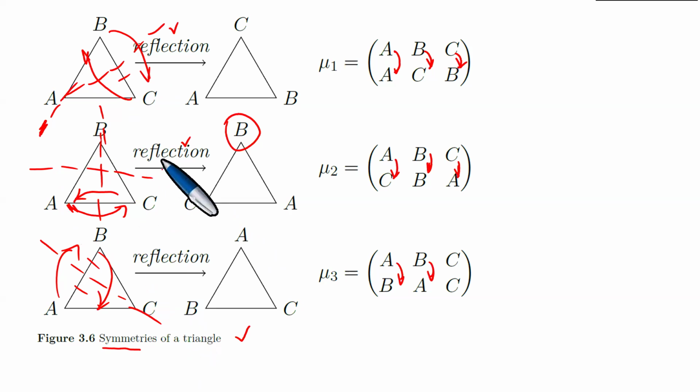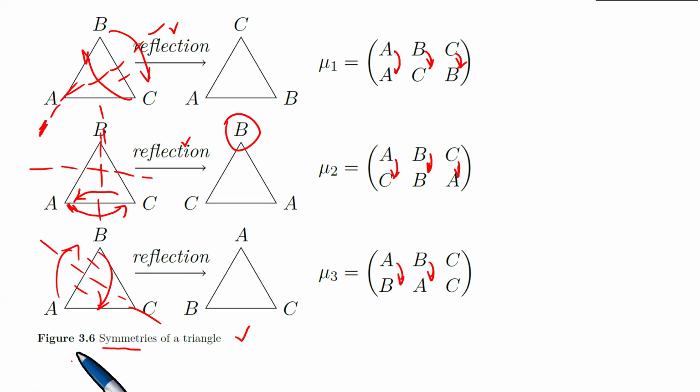So it's not a symmetry, because it's producing an image that does not preserve the original, that does not make the image appear as the original triangle. So you don't have preservation of the distances there. Okay, we continue.